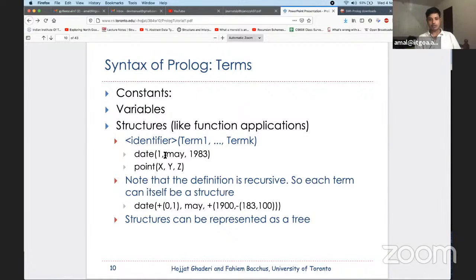But you need not always have constants. You can also have variables. So I could say point x y z. Okay. And this definition can be recursive also.